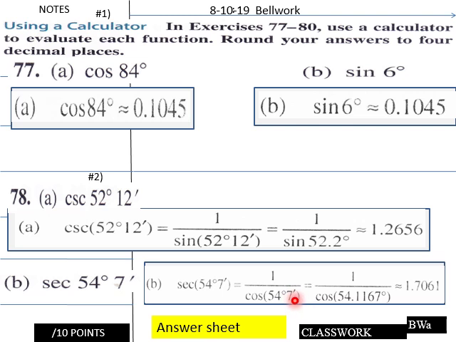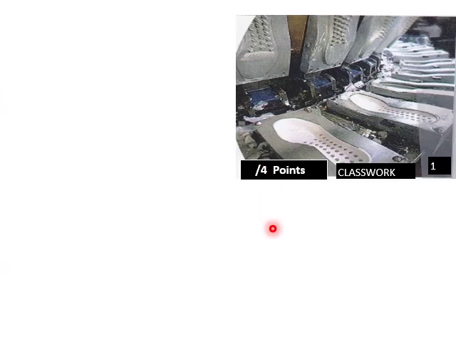Then 7 minutes is 0.1167 degrees, so that comes out to 1 over cosine of 54.1167 degrees, which is 1.7061 radians for your degree calculation. So that is your bell work today.